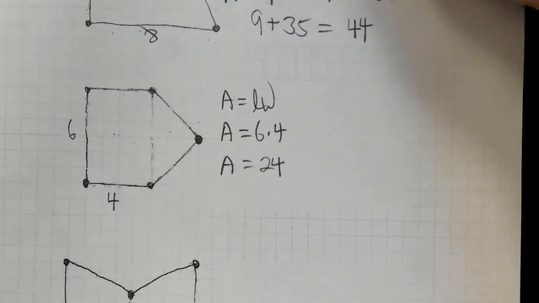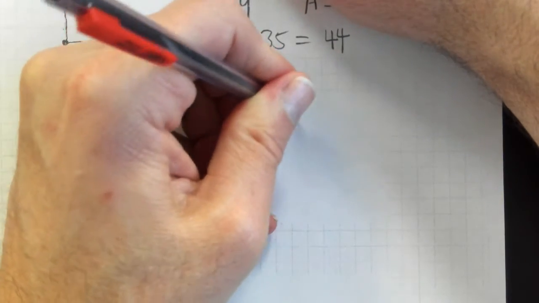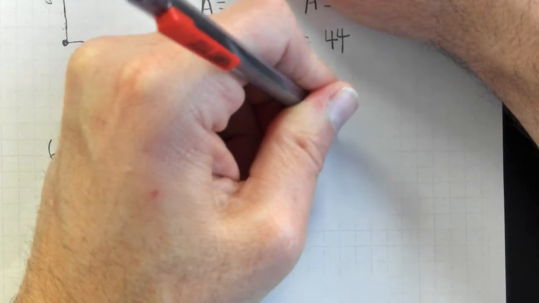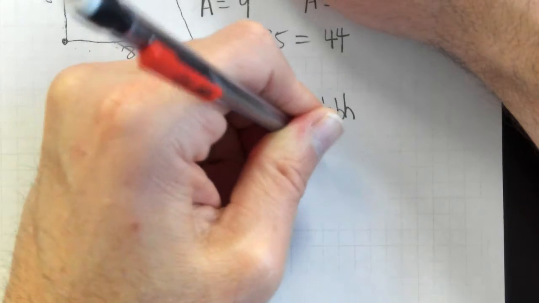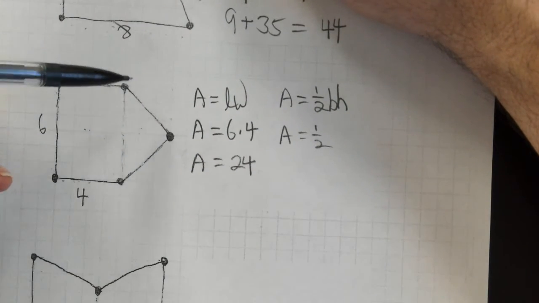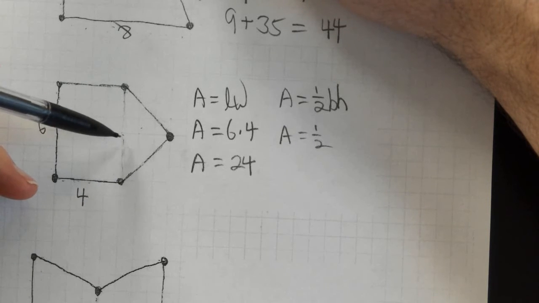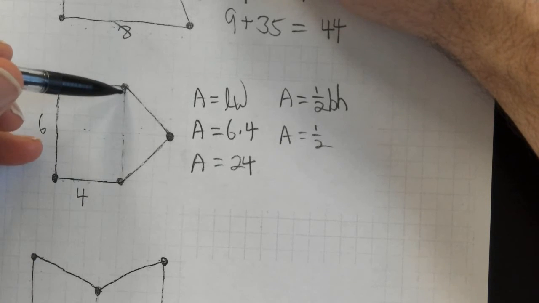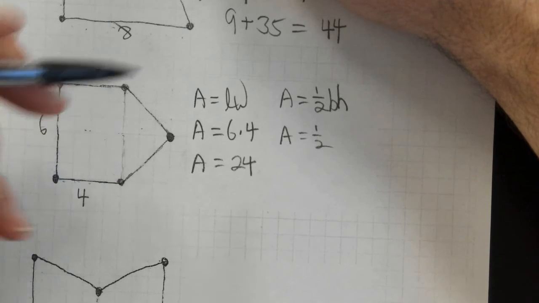Okay, so the other figure we have is a triangle. The area of a triangle formula is going to be 1/2 the base times the height. Area equals 1/2. Now remember, you can use any side you want as the base, but you must be able to count the perpendicular height. So we want to use this side as the base, which we already know is 6.